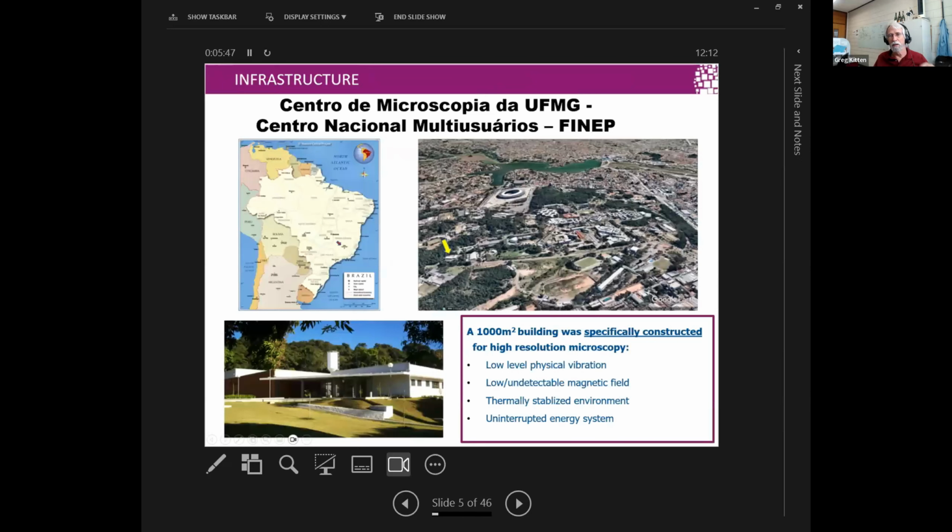I'm going to jump back a little bit because I have to explain what our center is. You can see on the map there's a little arrow circling the state of Minas Gerais. For those of you in Europe and the US, Minas Gerais is a little bit larger than France and a little bit smaller than Texas. So it gives you an idea of the size of the state.